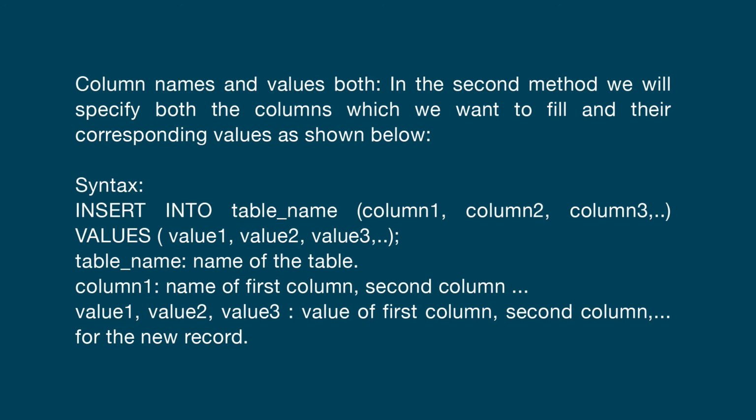Column names and values both. In the second method, we specify both the columns which we want to fill and their corresponding values as shown here. Syntax is INSERT INTO table name column 1, column 2, etc., column n VALUES value 1, value 2, etc., value n. Table name is the name of the table, column 1 is the name of the first column, then the second column, etc. Value 1, value 2, value 3, etc. are the values for the first column, second column and up to the final column for the new record.